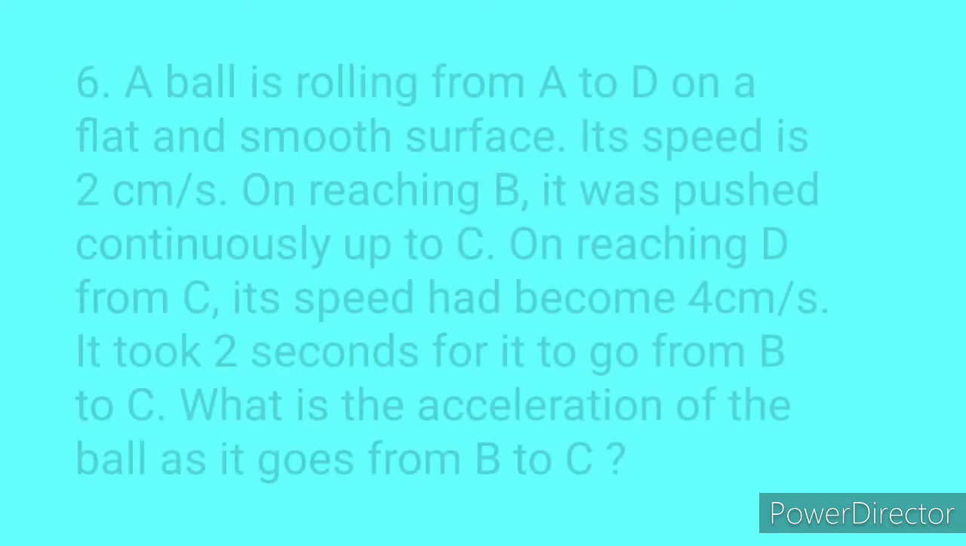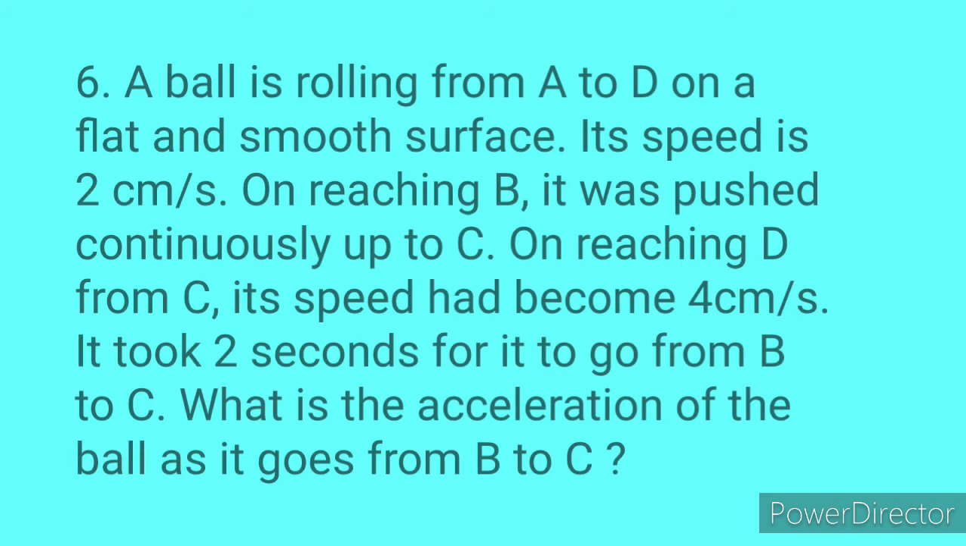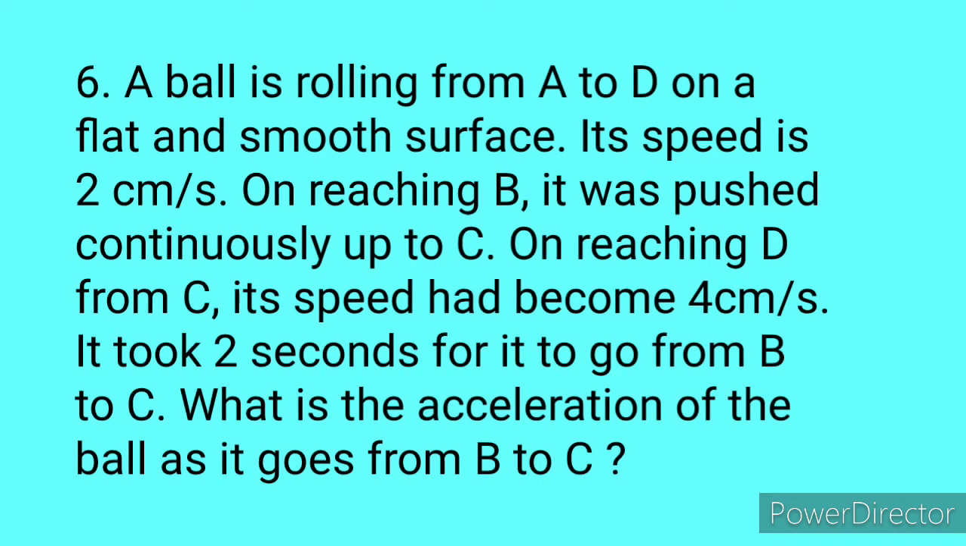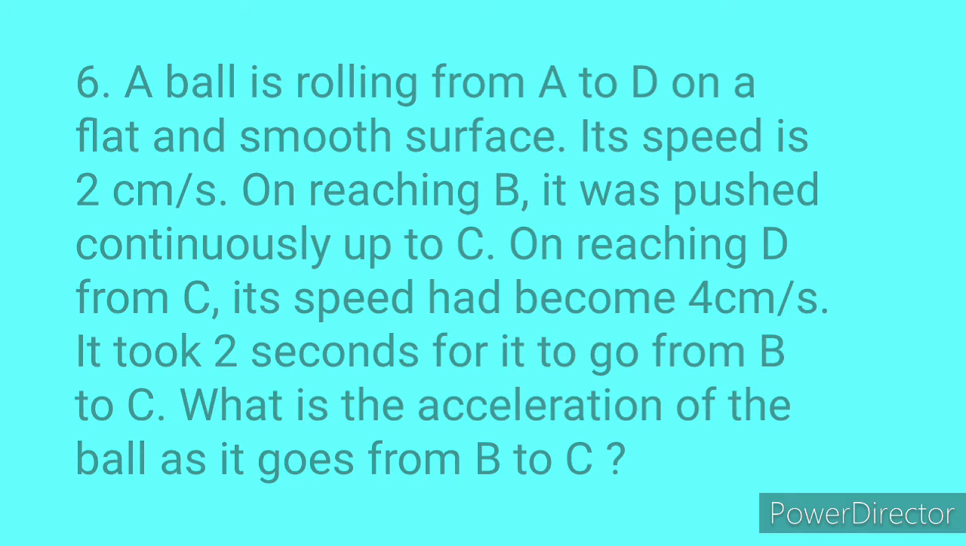Next, a ball is rolling from A to D on a flat and smooth surface. Its speed is 2 cm per second. On reaching B, it was pushed continuously up to C. On reaching D from C, its speed has become 4 cm per second. It took 2 seconds for it to go from A to C. What is the acceleration of the ball as it goes from B to C? So let's see the example.